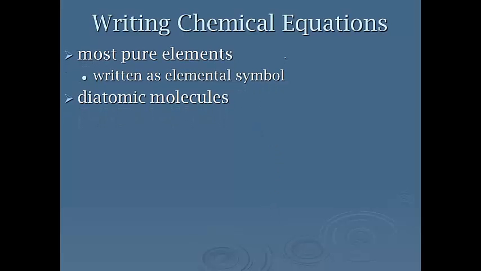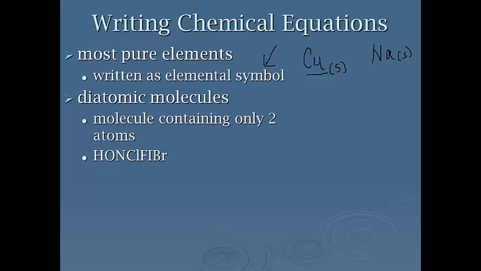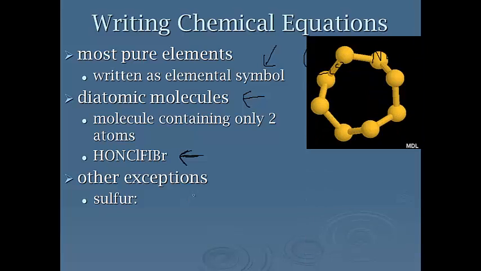When we write chemical equations, most elements are written as just the elemental symbol. So if you have copper, it's going to be Cu, and it's going to be solid. If you have sodium, it's going to be Na as a solid. Now, diatomic molecules. This is where this really becomes important and why I had thrown this at you a few times over the course of the last couple of semesters. This is a molecule only containing 2 atoms. HONClBrIF are all of the elements that are always found as diatomic elements, and it's something that we're going to have to remember when we're writing these reactions. There are a few other exceptions.